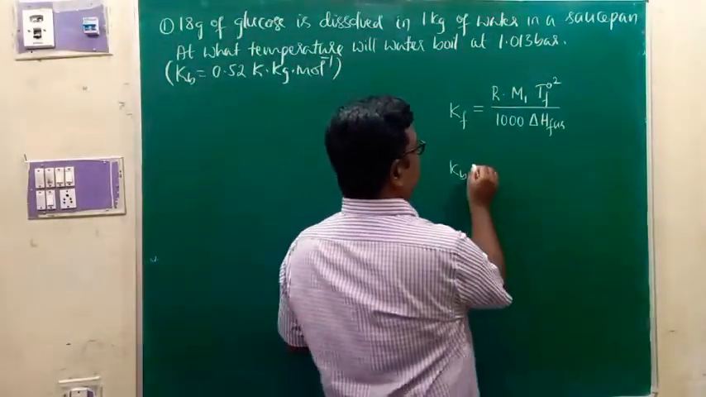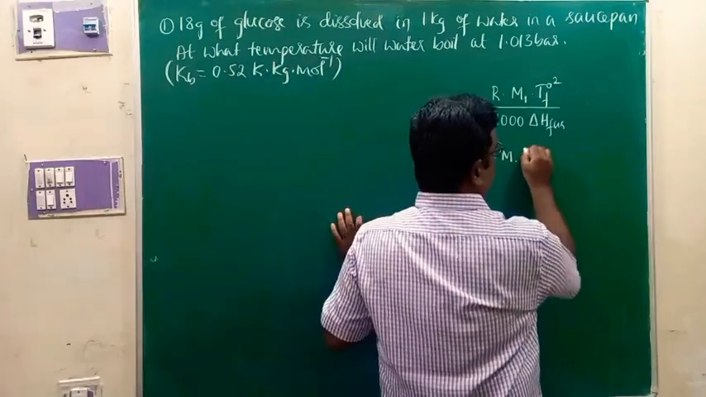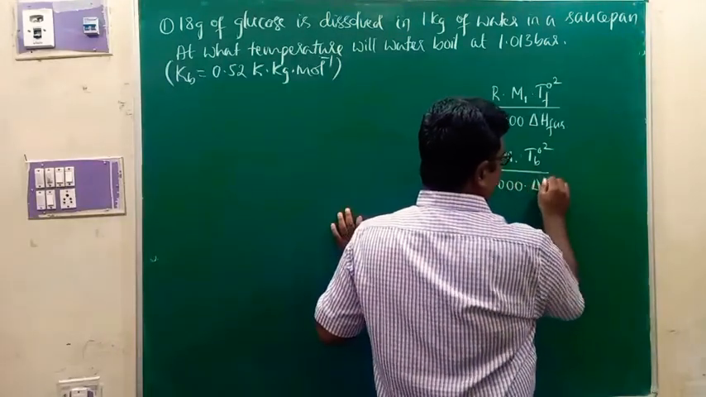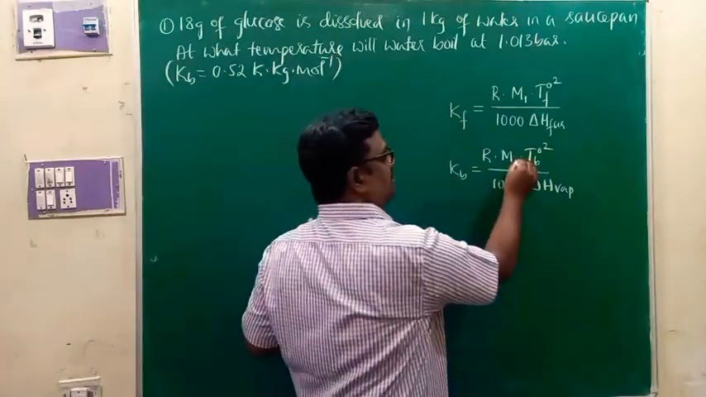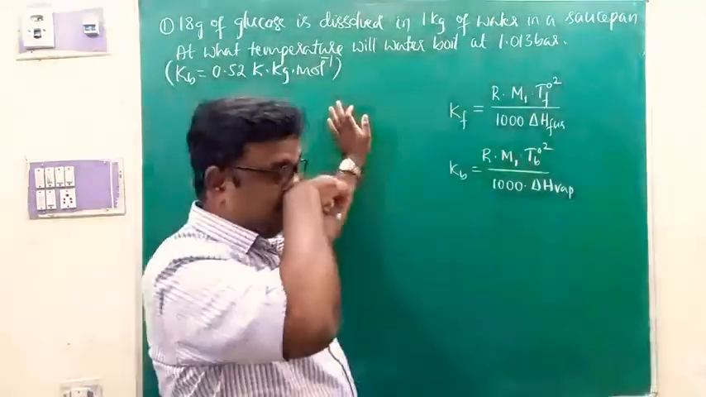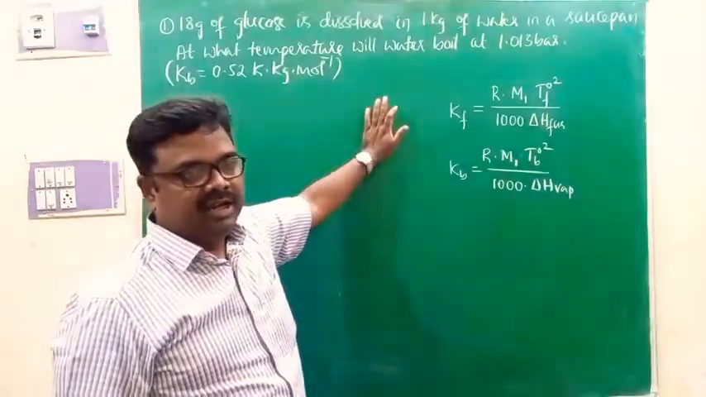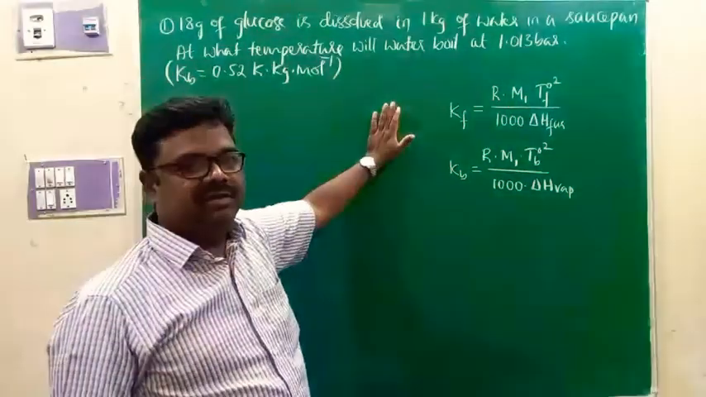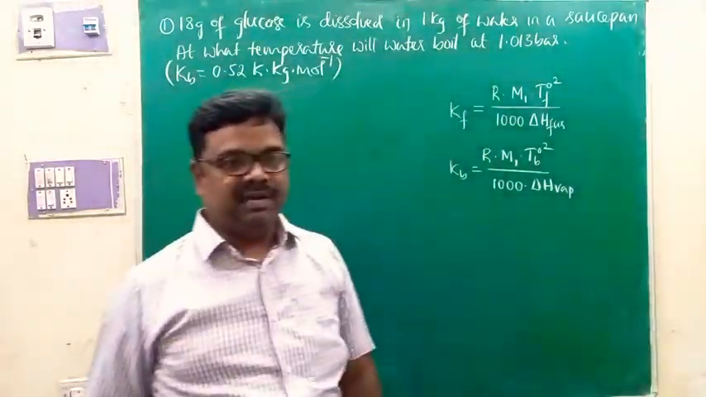In the same manner, I can calculate Kb also, that is R into M1 into Tb naught square, divided by 1000 into delta H of vaporization. R is the gas constant, M1 is the molecular mass of the solvent, and Tb naught is the boiling point of the pure solvent. Delta H of vaporization is the enthalpy of vaporization, the amount of heat required to vaporize 1 mole of liquid into its vapors at equilibrium between liquid state and vapor state. These are the formulas that I can use for calculating Kf and Kb.